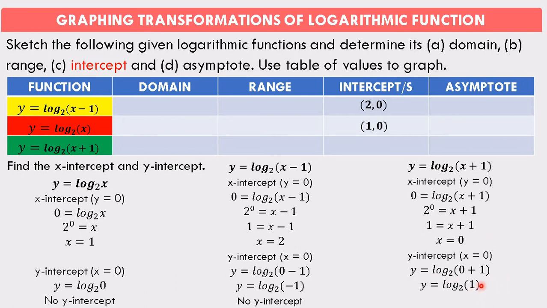So the argument is 1. Again, if the argument is 1 in a basis, the y value is equal to 0. Okay? So next, let's find the asymptote.